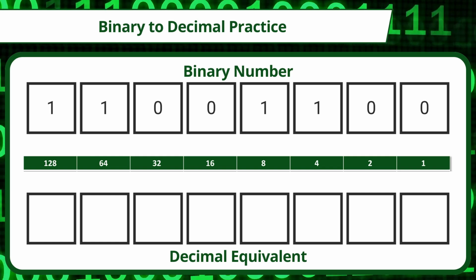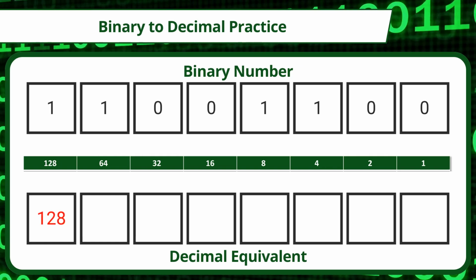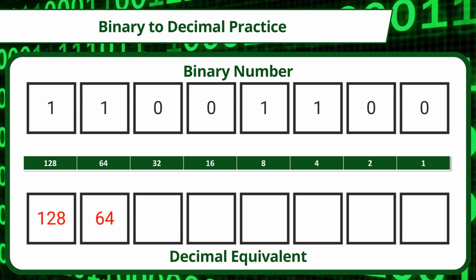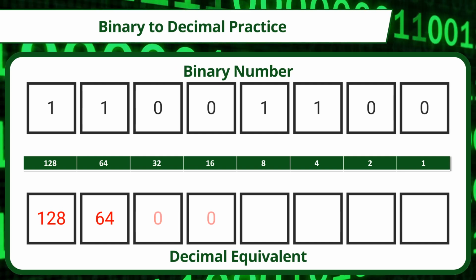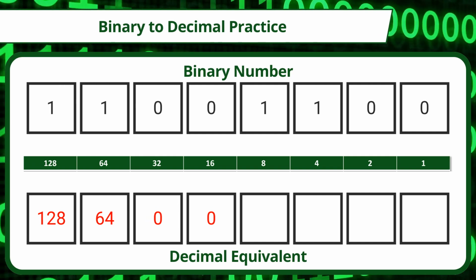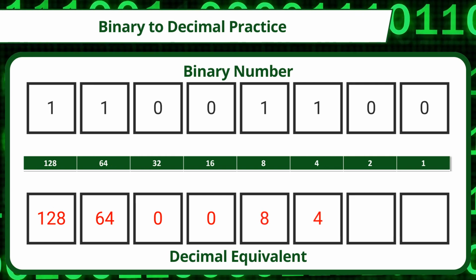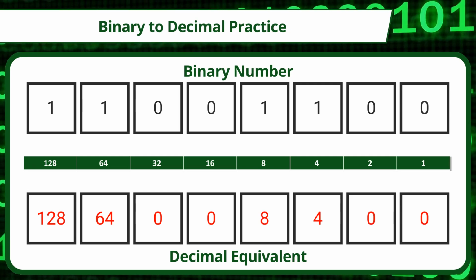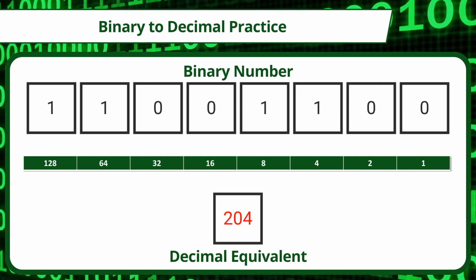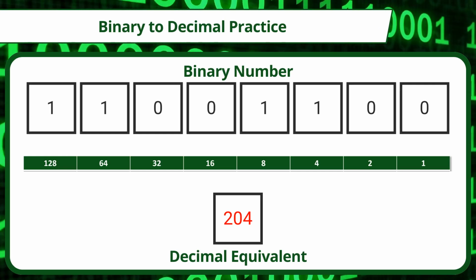11001100, the first and leftmost digit is a 1, so we record 128 as its decimal equivalent. The second digit is also a 1, so we add 64. The third and fourth digits are zeros, so we record a 0 for each. Then we hit another pair of 1s for the fifth and sixth digits, so we drop an 8 and 4. The final 2 digits are zeros, so we finish with 2 more zeros in the bottom row. When we add up all our values, we get a total of 204. So the binary number 11001100 equals 204 in decimal.